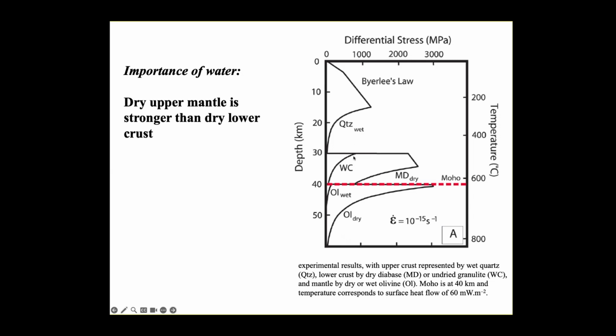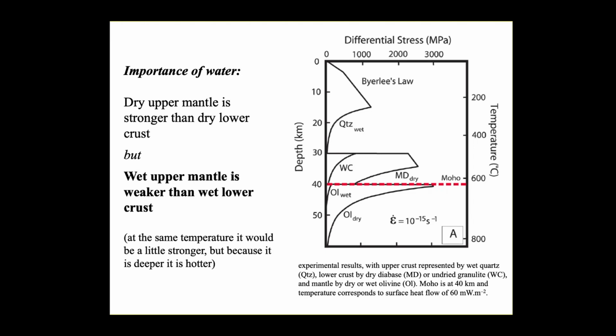So in this case, this is wet granulite, and this is dry diabase. So there can be different amounts of strength, and we expect that the upper mantle beneath convergent plate margins can be very weak compared to that in other parts of the lithosphere. Dry upper mantle is stronger than dry lower crust, but wet upper mantle is weaker than wet lower crust at the same temperature.